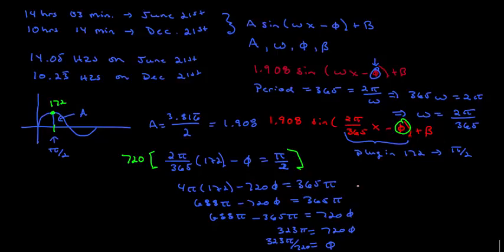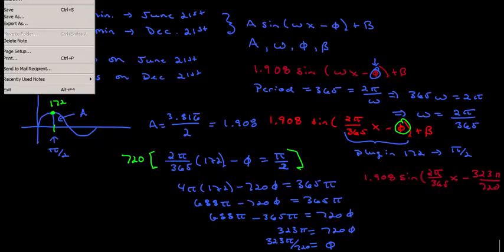So now we got this. What do we know? We've got 1.908 times the sine of 2 pi over 365 times x. Now which way are we going to shift? We're going to leave this as minus. So it's going to be a shift to the right, but we're leaving this as minus because I left this as minus here. So my phi value is minus 323 pi. I don't know if you can see that anymore, it's over too far on the edge here. I'll rewrite it over 720.